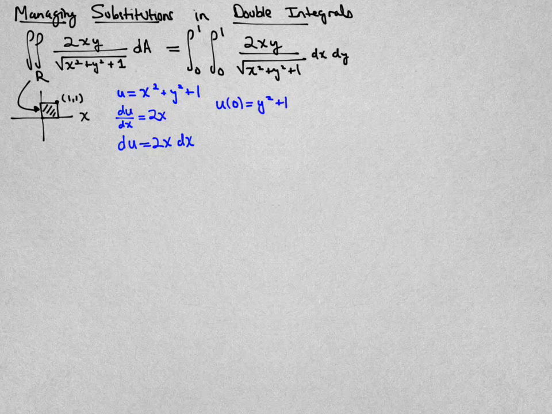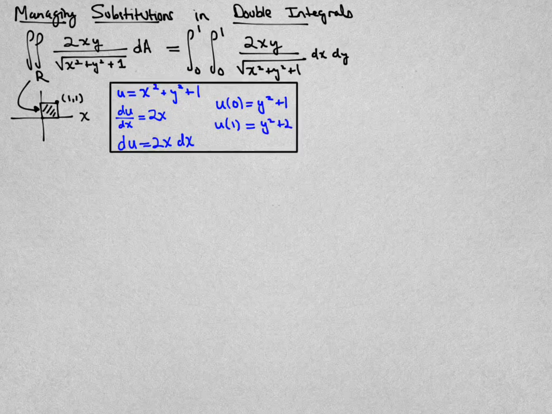Now when I do a substitution, I should change the limits of integration. When x is 0, I need to find the corresponding value of u, and if I plug the 0 in for x, I get y squared plus 1 in the original substitution. And when I plug in 1 for x, I get y squared plus 2 when I plug it into the original substitution here. So let's carry the substitution out.